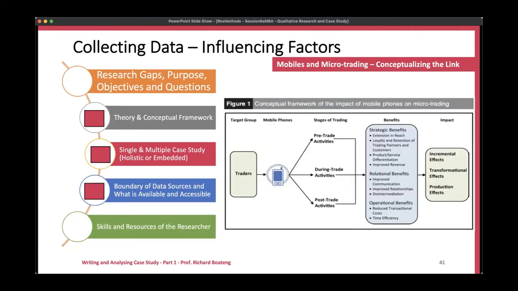So from there, I can then generate my conceptual framework, my type of case study I want to use, and then the boundary of our data sources: what is available, what is not available but could be assessed as accessible. Okay, so you have got traders that engage the mobile phone, and they use it for three possible things: pre-trade activities, during trade activities, and then post-trade activities. That gives you certain benefits and certain impacts.